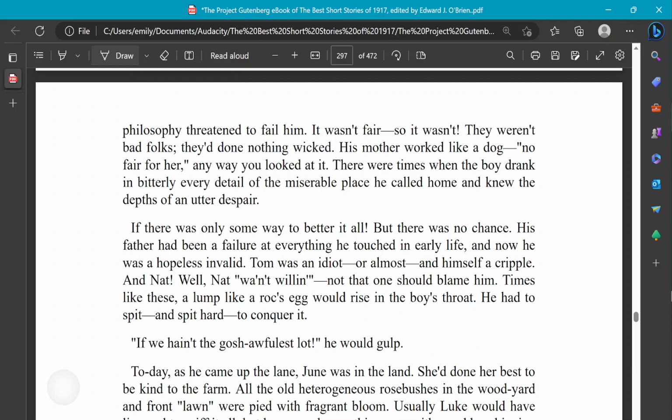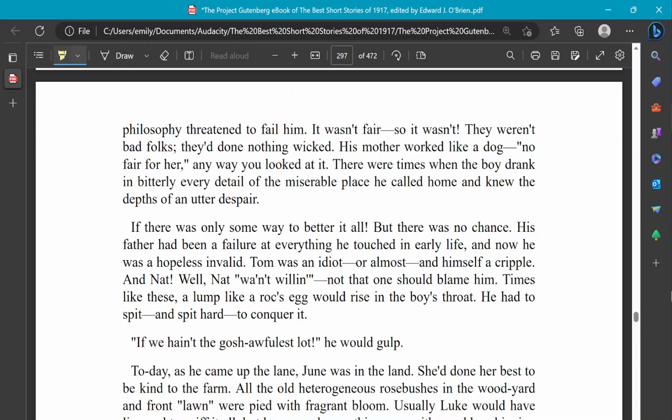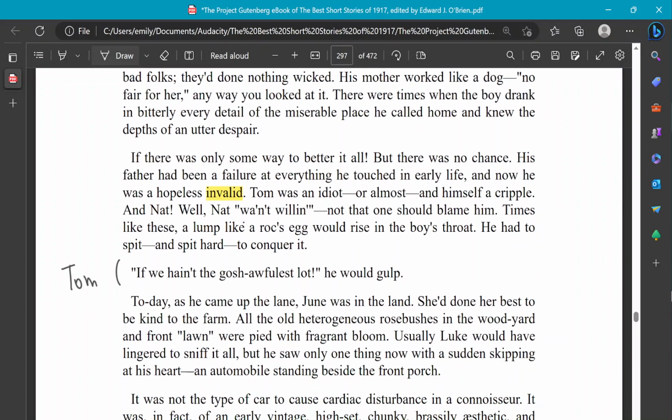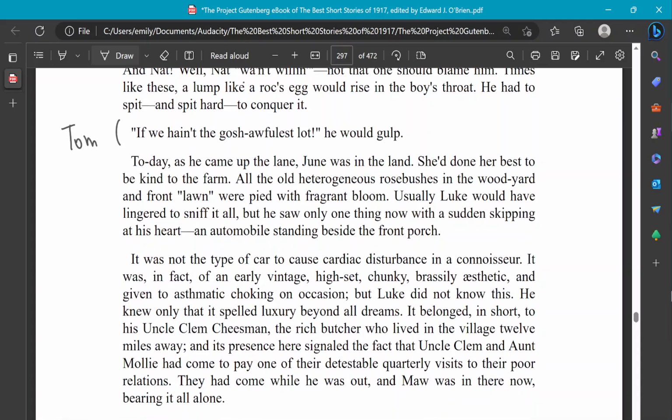It says, "His father had been a failure at everything he touched in early life, and now he was a hopeless invalid." See, I just tripped on that, so I'm going to obviously highlight that. "Tom was an idiot. Times like these, a lump like a rock's egg would rise in the boy's throat. He had to spit hard to conquer it." Okay, so this is Tom. This looks like Tom. So I'll stick a Tom here. So I've got to come up with a voice for Tom. And then obviously I just keep going.